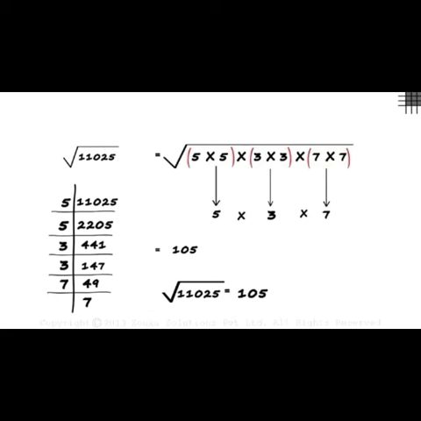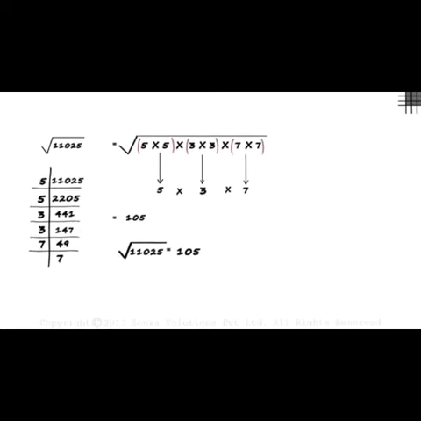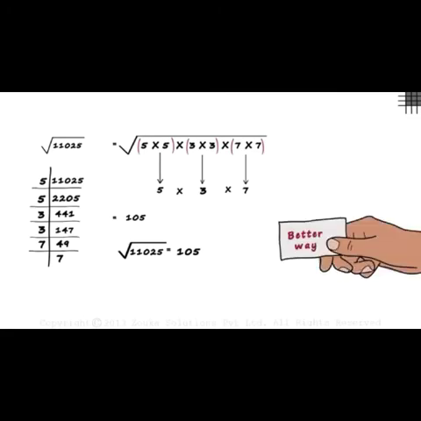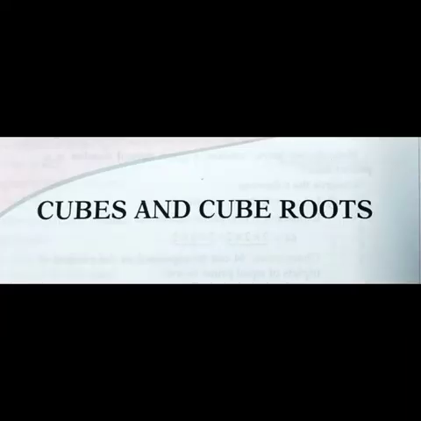This is the prime factorization method. We have found the square root of 11,025 equal to 105. This is one method of finding the square root. The next topic is cubes and cube roots.